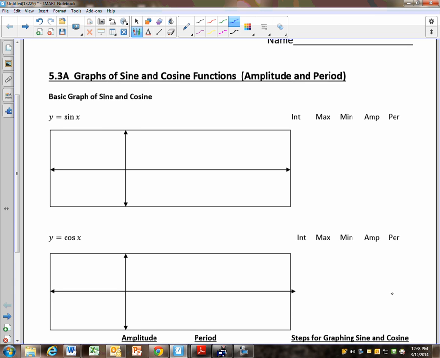Graphing tangent is easier, but you don't really understand why tangent works out the way it does until we do sine and cosine. Sine and cosine are really the foundation for graphing all the rest of the trig functions. If you could graph these two, you're good to go. If you can't graph these two, you probably can't do any of the rest. So that's just the way it is.